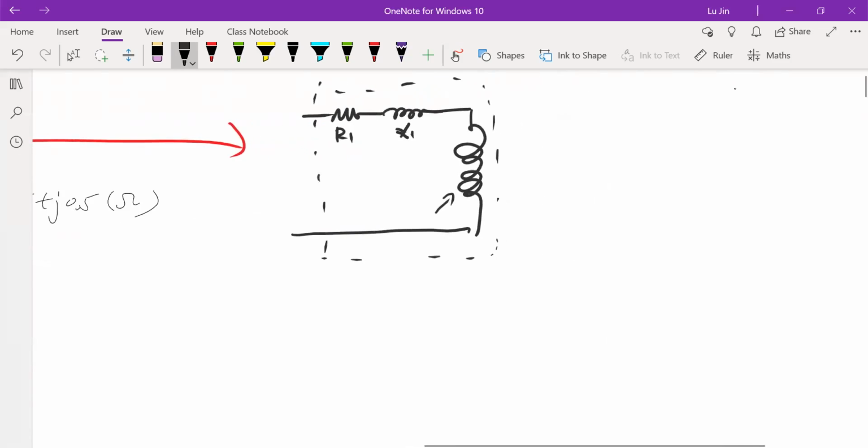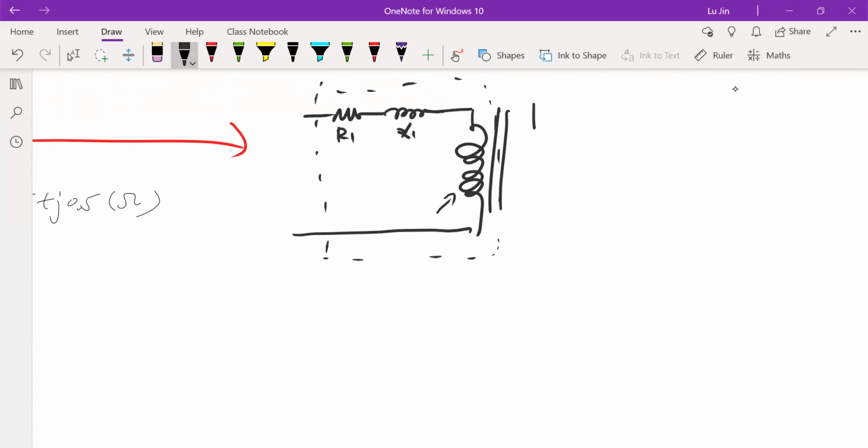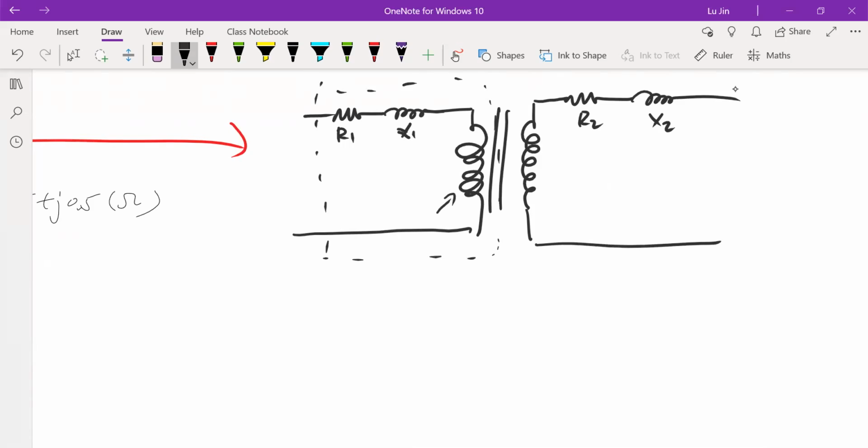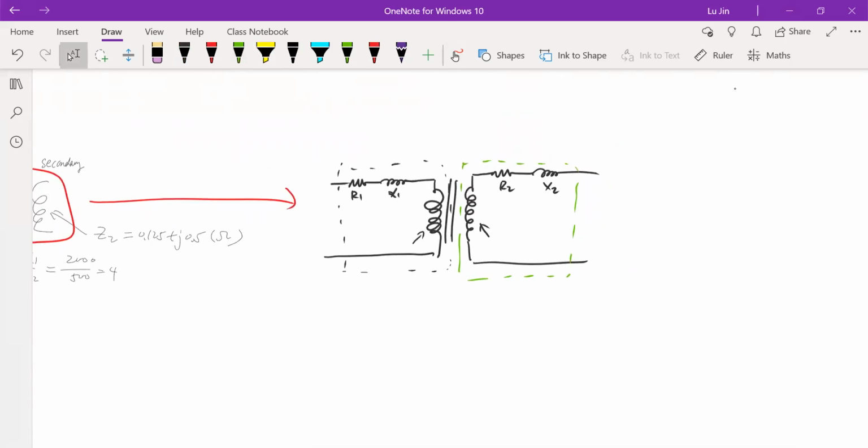And on the right hand side, regarding the secondary coil of the transformer, we have a similar thing: R2, X2, and the ideal secondary coil. That means the impedance is 0 for this case, because we have put R2, X2 separate from this coil. So inside of the green box, we have the secondary side coil for this transformer. This is all the conditions we have.